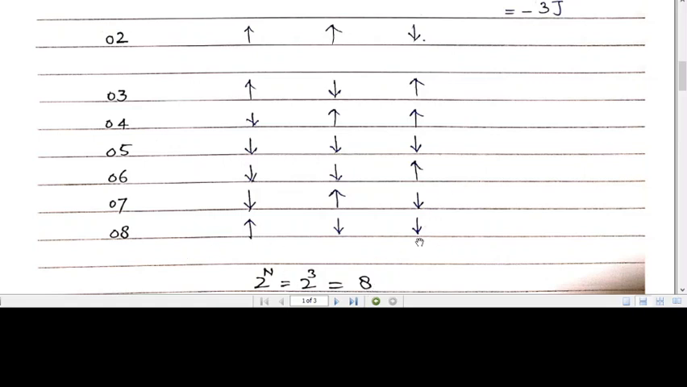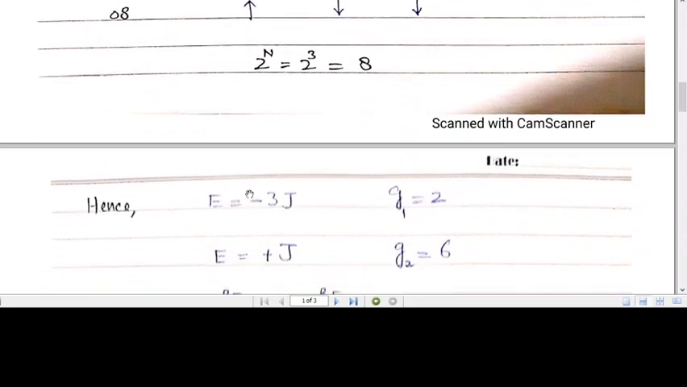Similarly, you can calculate the energy eigenvalues corresponding to each microstate, and you will see that the microstates with energy equal to minus 3J have a degeneracy of 2. That is, we have two microstates corresponding to the energy minus 3J: when all three spins are in the upward direction, or all three spins are in the downward direction. The other possible energy eigenvalue is equal to plus J, and there are six such cases, so the degeneracy for this energy eigenvalue is 6.